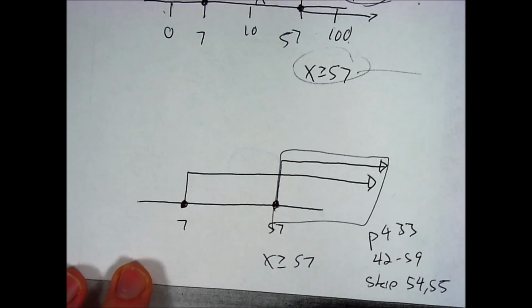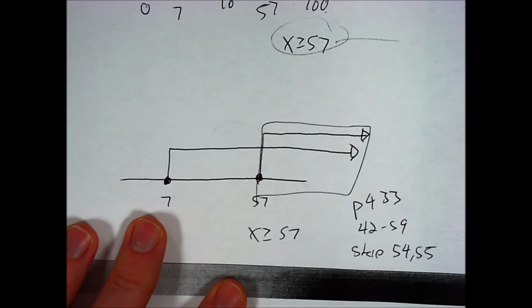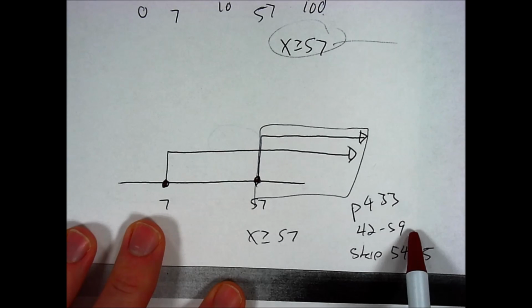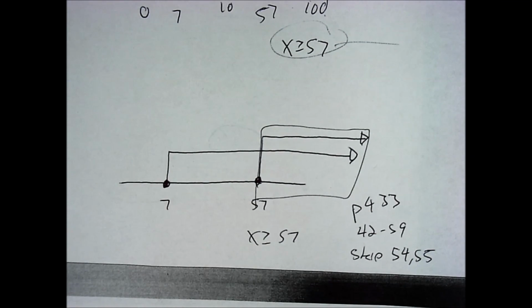Slight change from the homework assignment slip. Page 433, we're still 42 through 59. We're going to cross out 54 and 55. We're going to cross those two out. Hopefully that makes your life a little easier with your homework assignment.